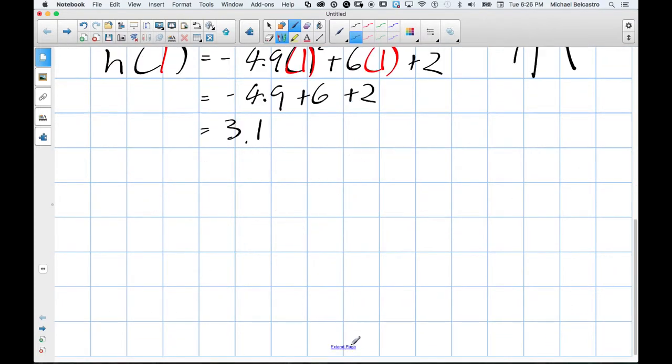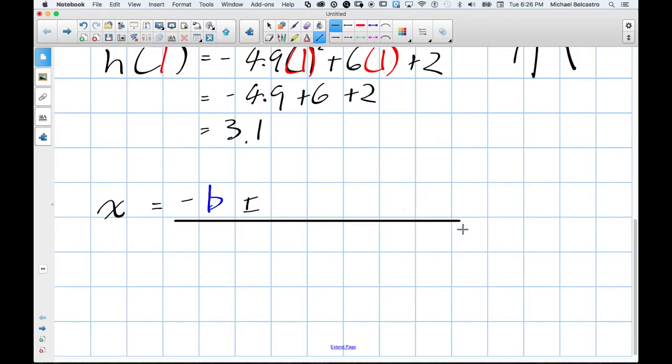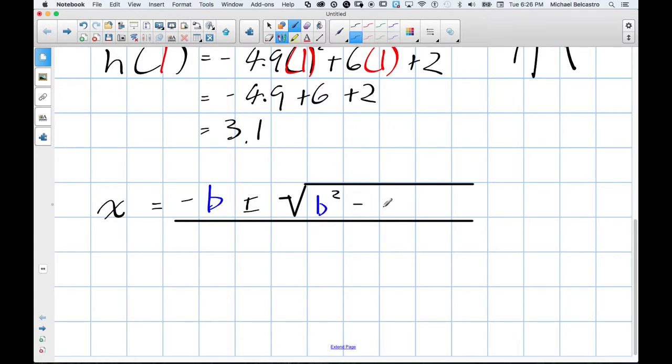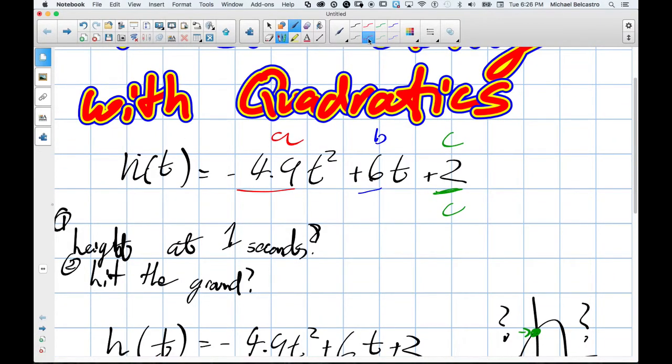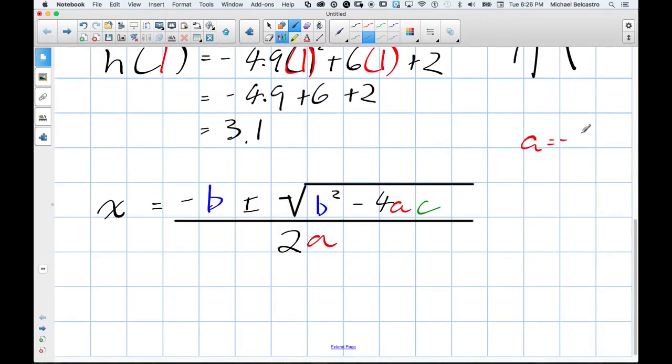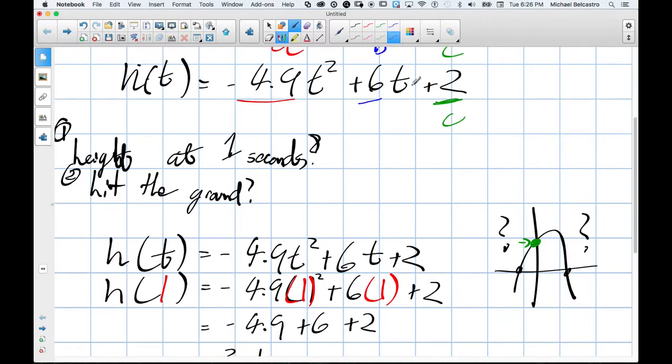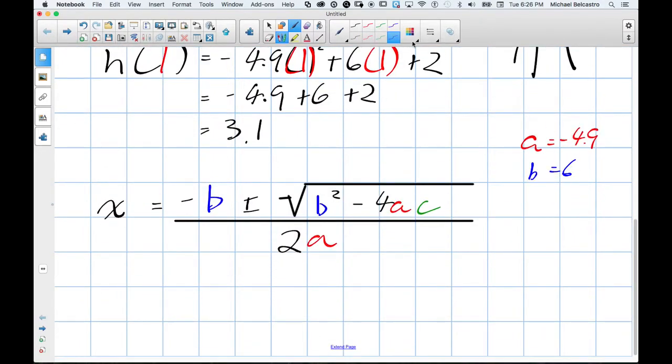The quadratic formula states that the x-intercepts are equal to negative b, plus or minus, you've seen this before, right, this quadratic formula? Okay, good. Plus or minus the square root of the b value squared minus 4 times a times c, all divided by 2 times a. Very good. Okay, so I'm going to draw out this information. We know a is equal to negative 4.9. b was 6, and c was 2.